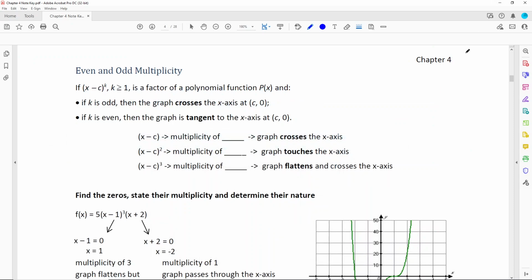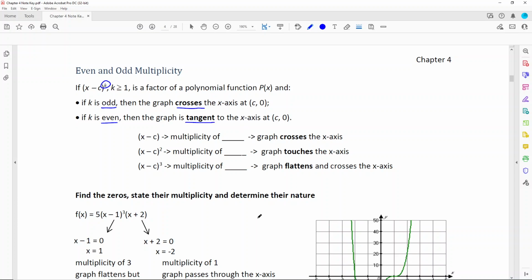We can say that if x minus c to the k is a factor of the polynomial, the k value, the exponent, has to be greater than or equal to 1. We have to have a whole number. We don't start at 0 because that just wouldn't exist. So 1 and up. Then we can use these rules. If this k is odd, then your graph is going to cross the x-axis. If the k is even, it's going to be tangent.